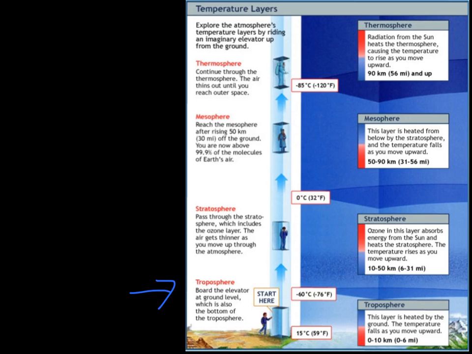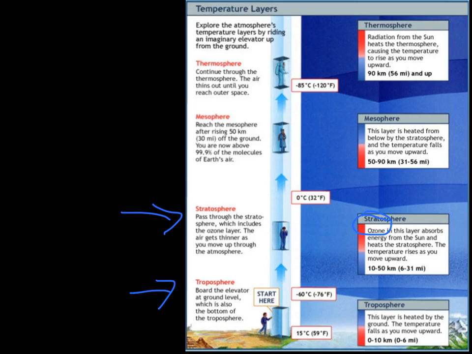Next up is our stratosphere. Our stratosphere is a layer that contains our ozone layer. We'll go more into the ozone layer later, but this is the layer that is very important to us as it does trap most of the radiation that is harmful to us.